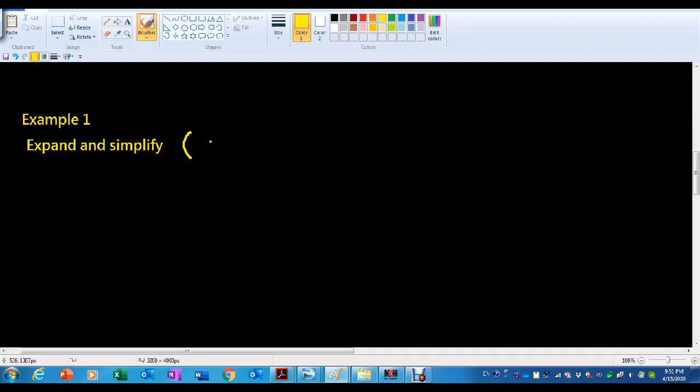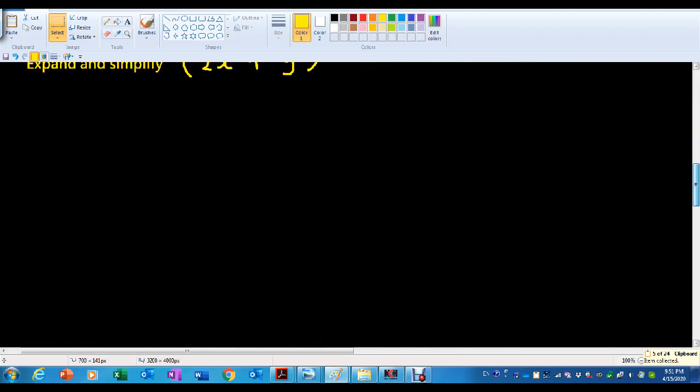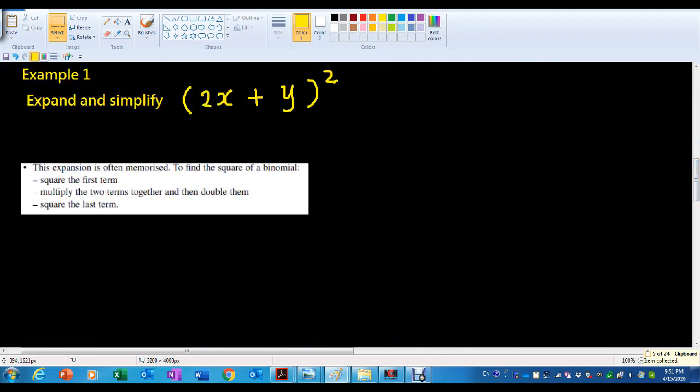This time it is 2x plus y, then we have the square: 2x plus y squared. You need to expand and simplify. How could we do this? Alright, so let's see. Still remember the rule. Let me copy the rule here to help us get more familiar with the rule.